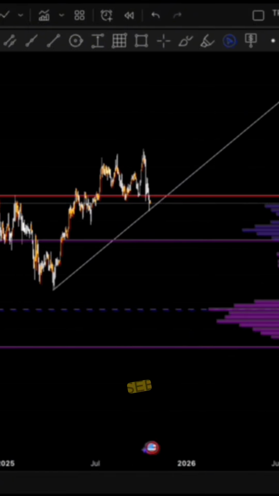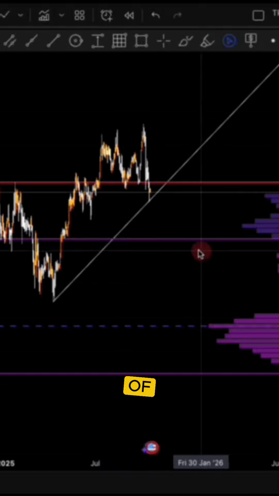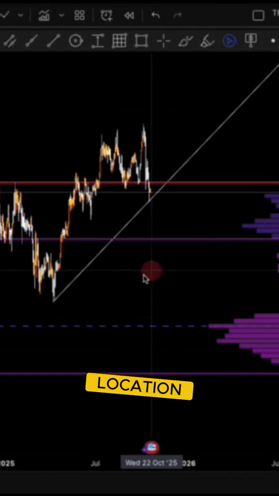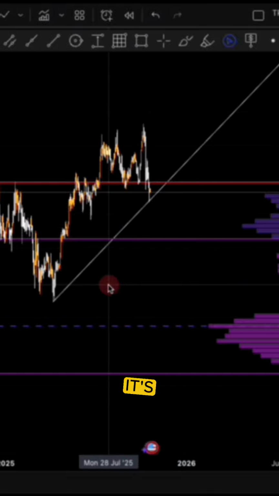Okay, so we can kind of see what's happening. What we can see is price is outside of the value area high, which is this location right here. It's now sitting above, and it looks like it wants to do some type of retracement. That's what it's looking like right now.